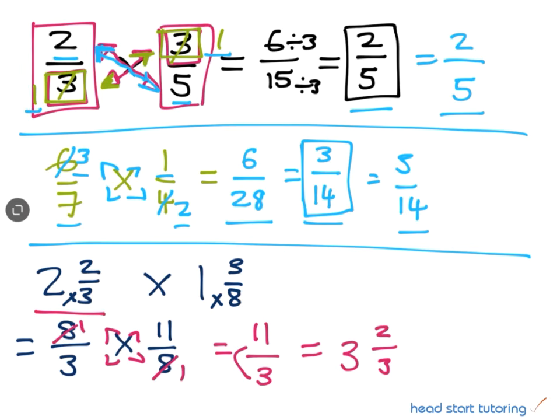So 2 and 2/3 times by 1 and 3/8 is equal to 3 and 2 over 3, or 11 over 3. So it is very important when we are multiplying with mixed numbers to remember to convert them into improper fractions before you start multiplying.